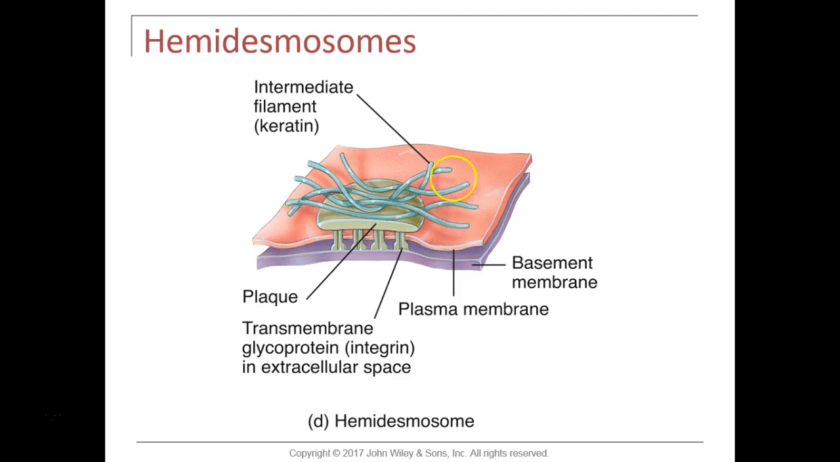Now, the reason why this particular anchoring junction only has one half of a desmosome is because these are only found at the bottom membrane, or what we call the basal membrane of the epithelial cell, where the epithelial cell touches what is called the basement membrane. So all epithelial tissues actually sit on top of a basement membrane, and they're actually anchored to it with these integrins, and thus by the hemidesmosome.